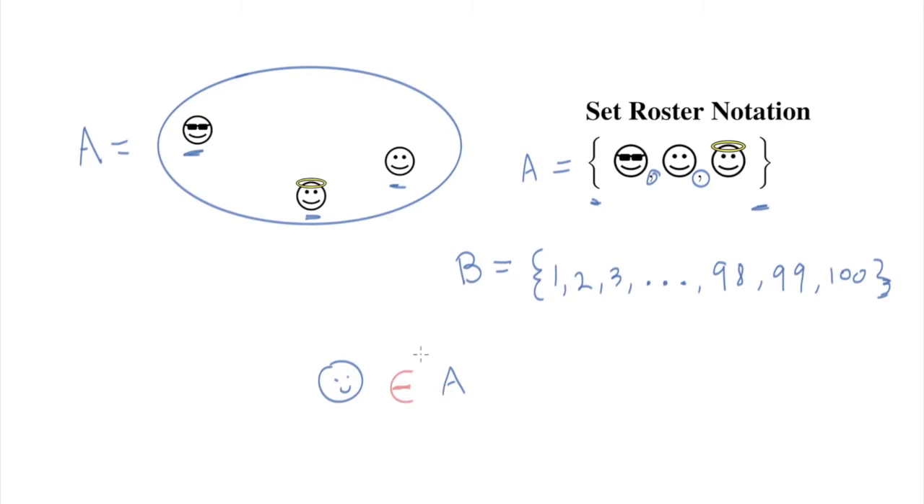We could also write something like 98 is not a member of the set A, and we also have a symbol for is not a member of. It's just the same pitchfork symbol, but this time it has a diagonal line through it.